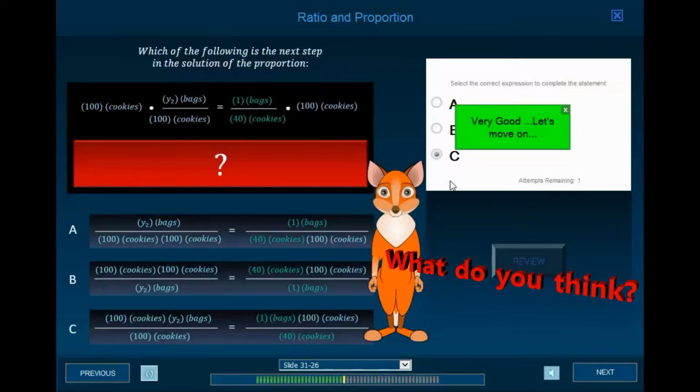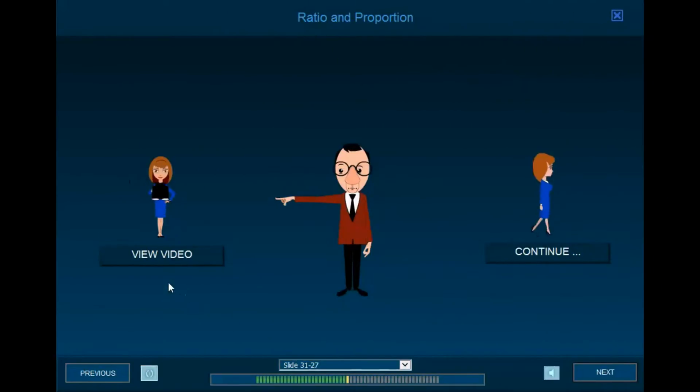Good. Our next step is C. Click here as we calculate with our units. When you're done with the video, be sure to click here to continue with your work.